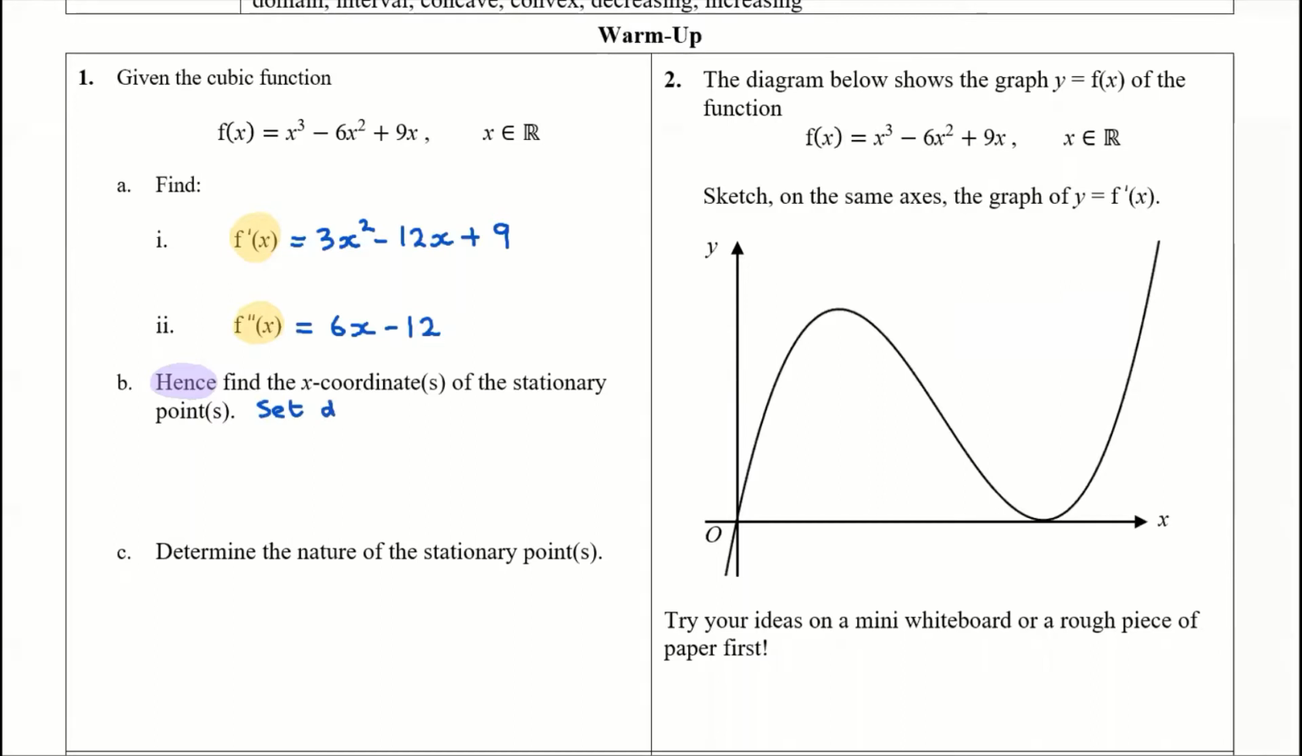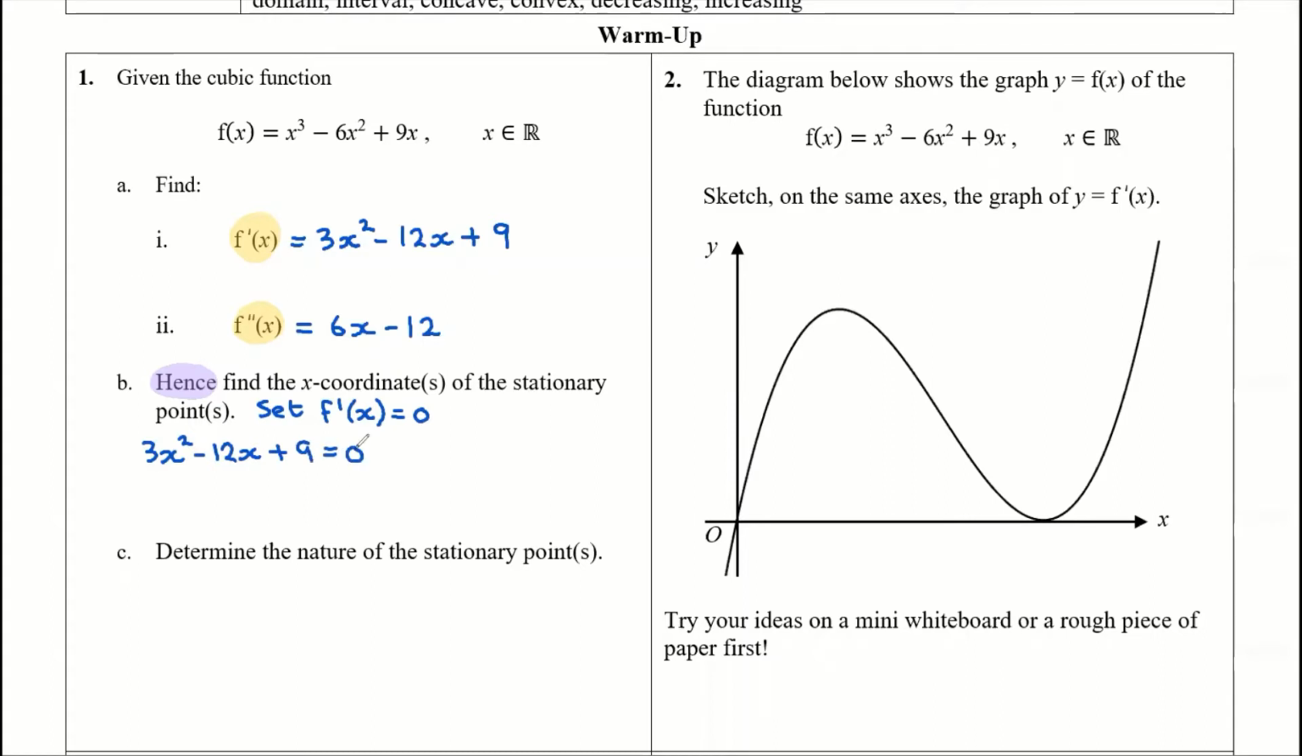In fact, I should write it in the correct way. I should say, so set f dash x equal to 0, so I'm not mixing up notation. So f dash x equal to 0. If we do that, we get 3x squared subtract 12x plus 9 is equal to 0.